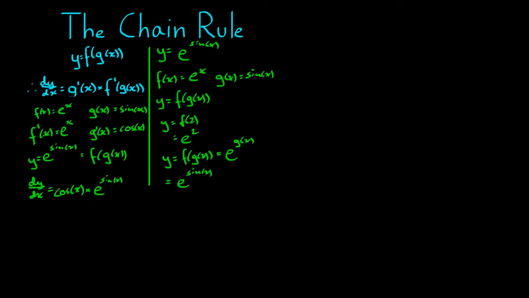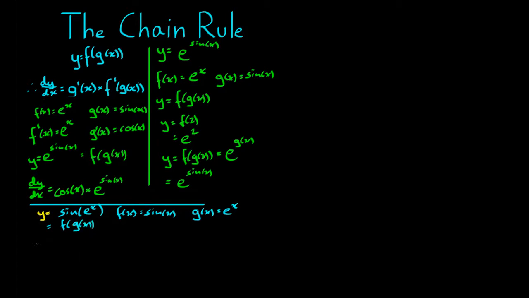Let's do a second example to firm up our understanding. Say we had y is equal to sine of e to the x. We'll do it the other way around, that'll be interesting. In this case, the big function is sine of x, and the little function is e to the x, and y is equal to f of g of x.